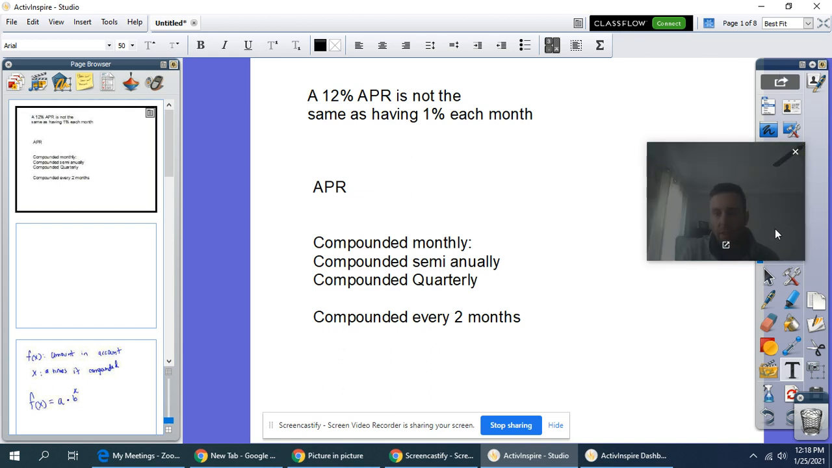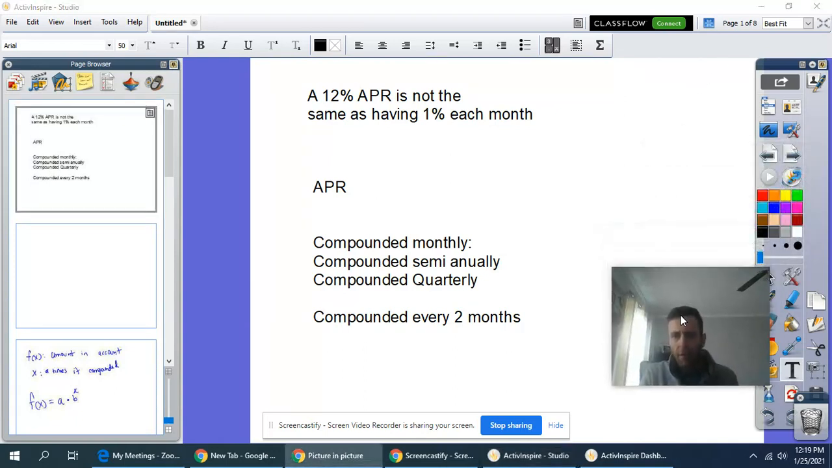Hi guys, the reason we're making this video, and we talked a little bit about this in class, is that interest and annual percentage rate and compound interest get very, very complicated. So we wanted to give you a heads up into what we're learning, and hopefully a lot of you will get it even before class.